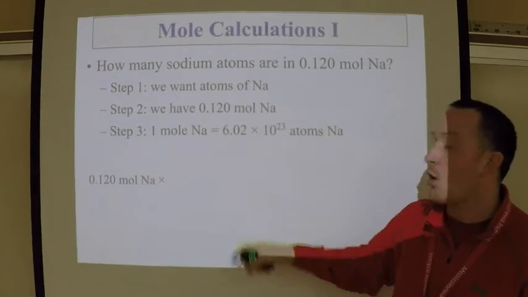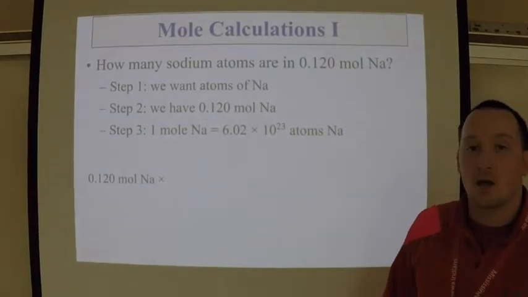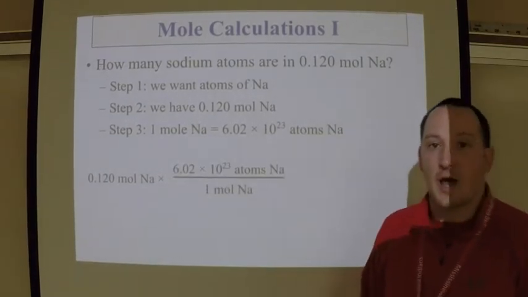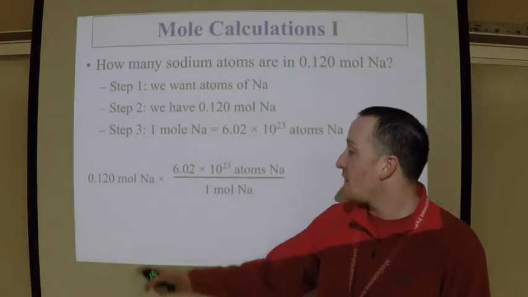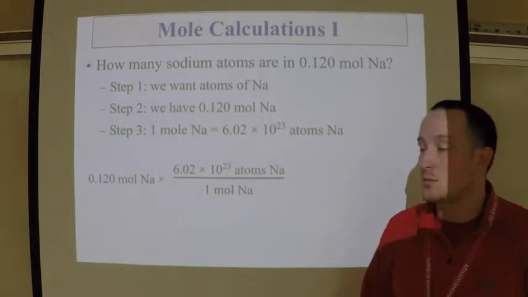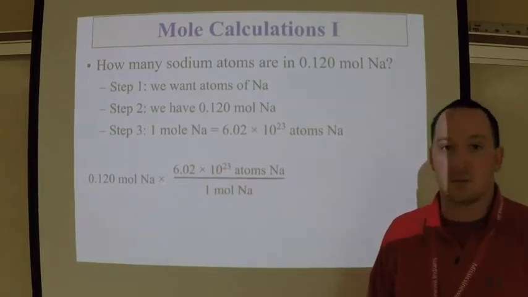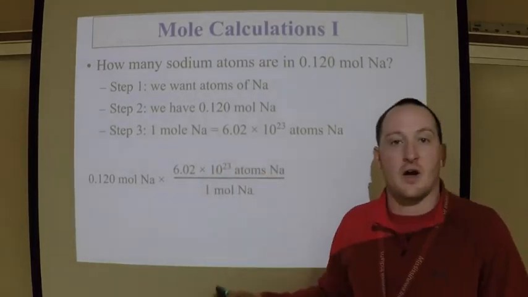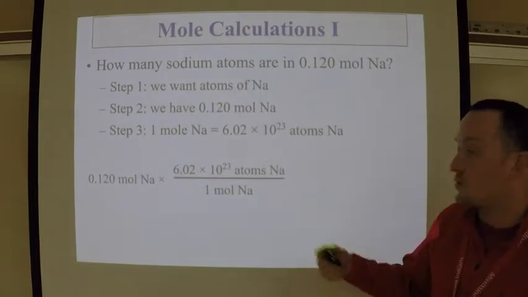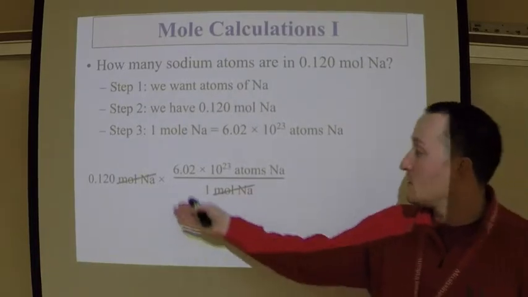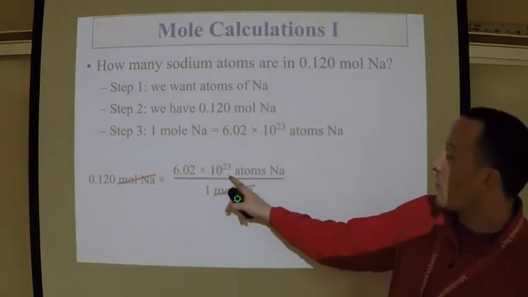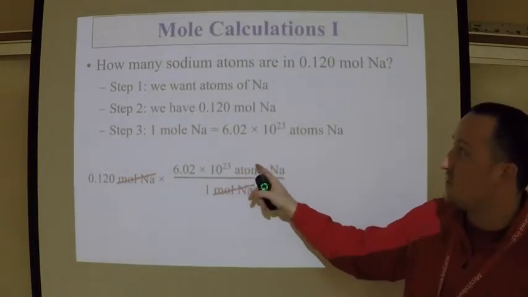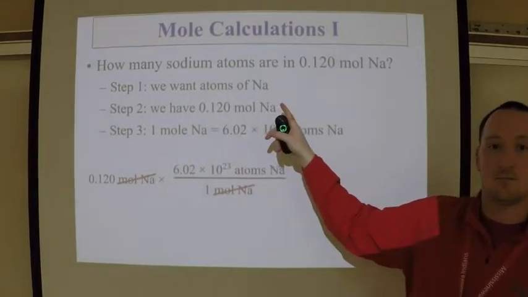So that means I'm going to put 1 mole of sodium on the bottom and 6.02 times 10 to the 23rd atoms of sodium on top. Now how I would do this math is I would do 0.12 times 6.02 times 10 to the 23rd, and then again dividing by 1 does nothing. Well, don't forget, I can cancel out my units. I see moles of sodium here and here, so I can cancel them. You'll notice all that I will have left is atoms of sodium, and that's what I wanted to end in.